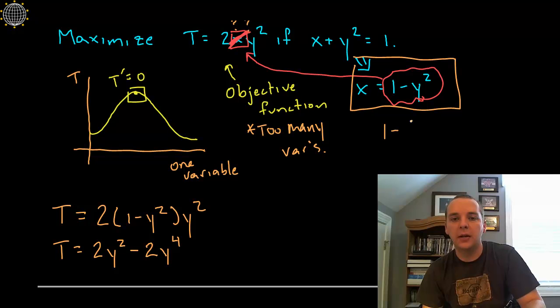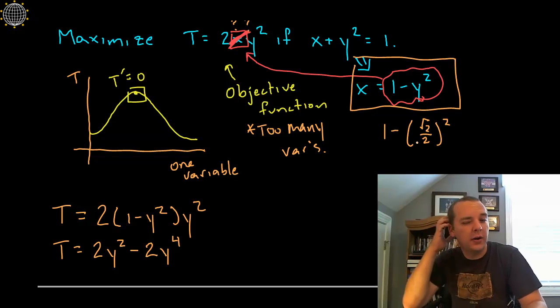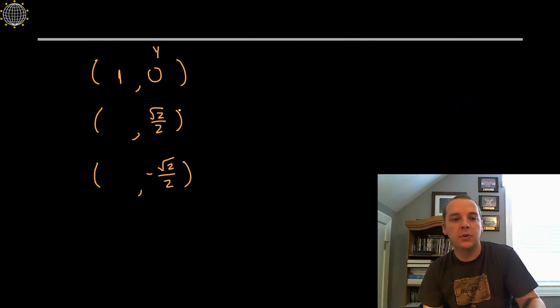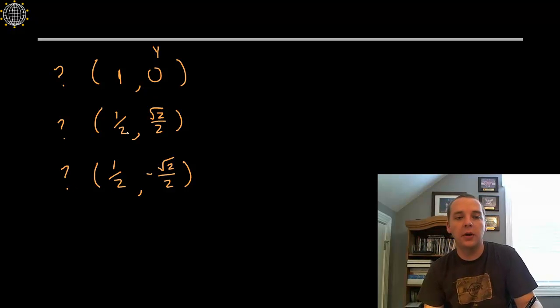Let's see, 1 minus root 2 over 2 quantity squared. This would be 1 minus 2 over 4, right? Root 2 squared is 2. 2 squared is 4. And 1 minus a half is a half. So both of these, the x-coordinate would be a half. Okay, very good. Now, we don't know. All 3 of these are question marks. Maybe we have a maximum or a minimum, or we're not really sure.